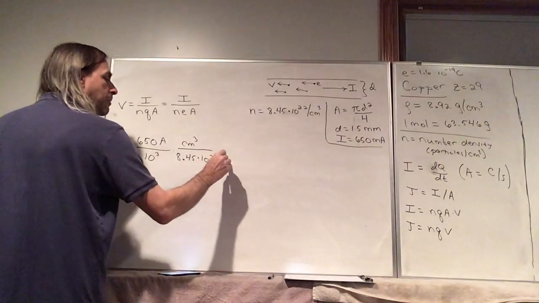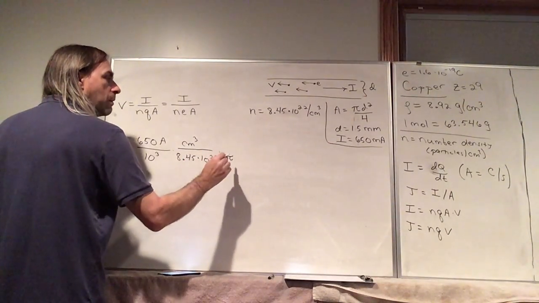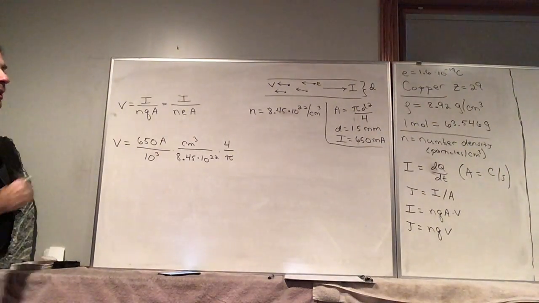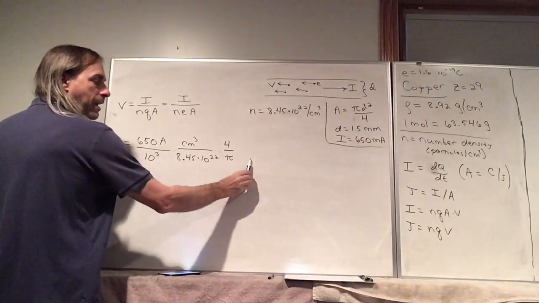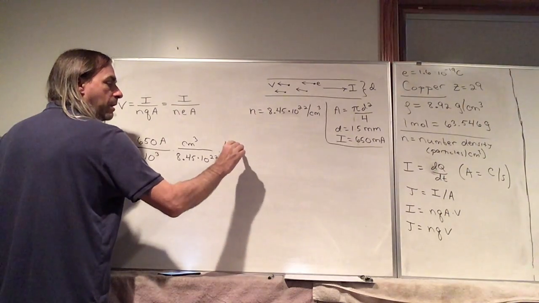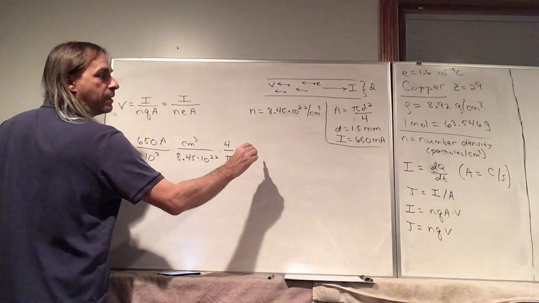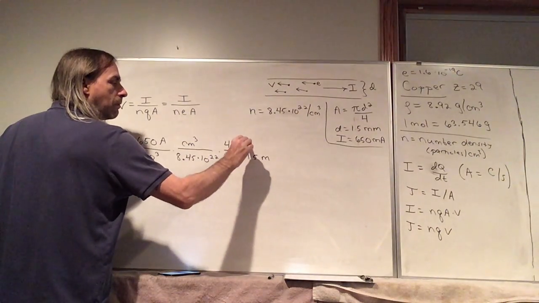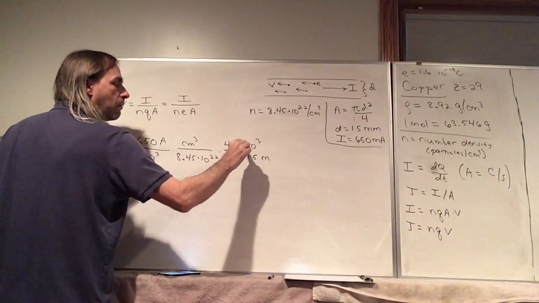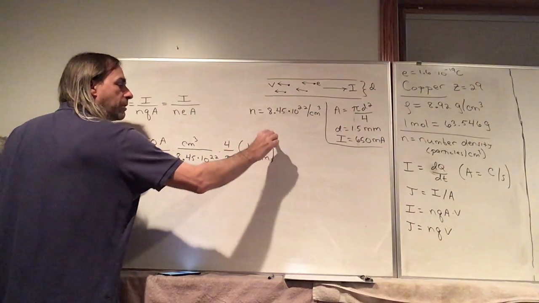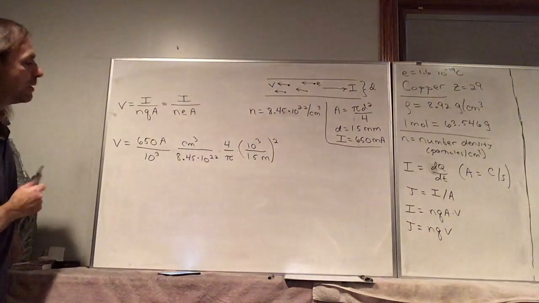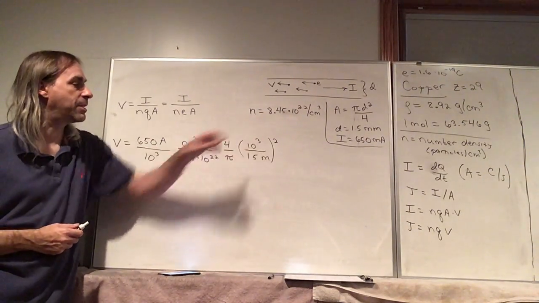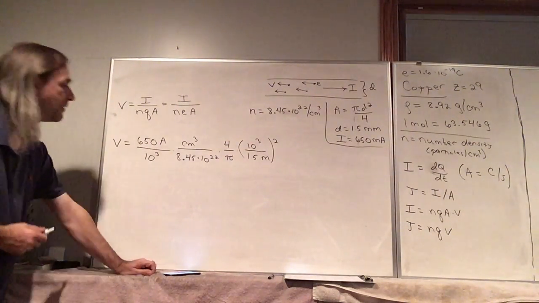And the area is pi d squared over 4. So instead of writing d squared here, let's do its own thing. D is 1.5 millimeters. Let's just convert to meters. So, yeah, we had millimeters. Milli is 10 to the minus 3, so we put that on top.